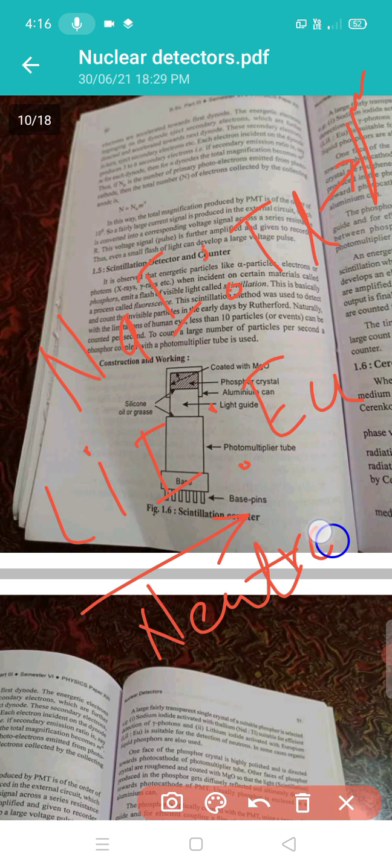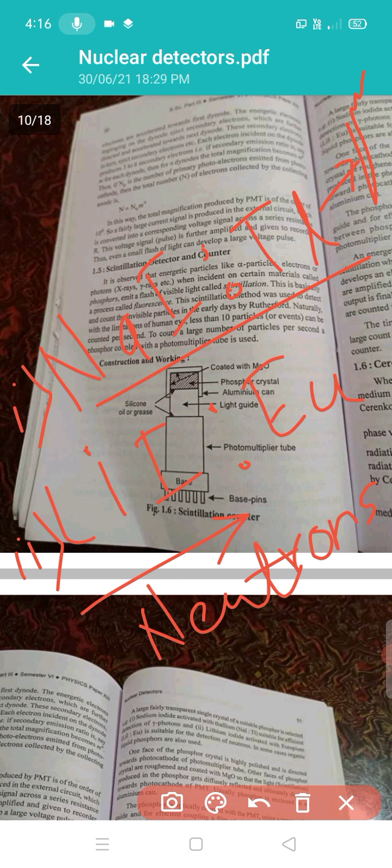In some cases, organic liquid phosphors are also used. This first one and this one is the second. Sodium iodide activated with thallium is suitable for efficient detection of gamma photons, and lithium iodide activated with europium is suitable for the detection of neutrons. This is important regarding your examination. In some cases, organic liquid phosphors are also used.